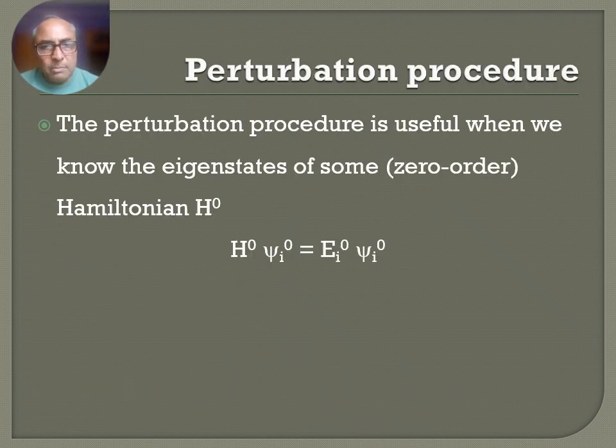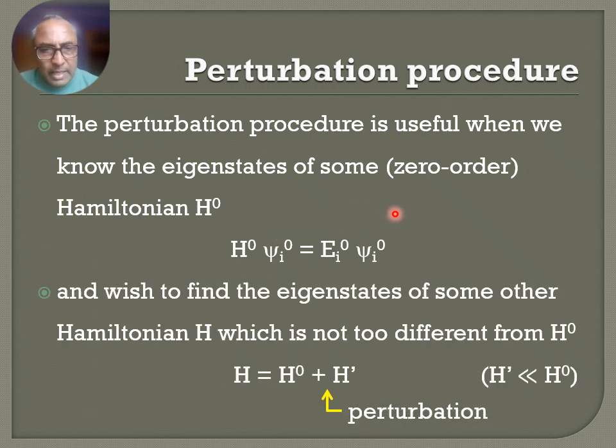The second approximation method we will discuss today is the perturbation procedure, which is useful when we know the eigenstates of some zero order Hamiltonian H0. That is, we know the eigenstates psi i0 of the Hamiltonian H0: H0 psi i0 equals Ei0 psi i0. And we wish to find the eigenstates of some other Hamiltonian H which is not too different from H0. That is, we can write H is equal to H0 plus some perturbation H dash, where the perturbation H dash is much smaller than H0.